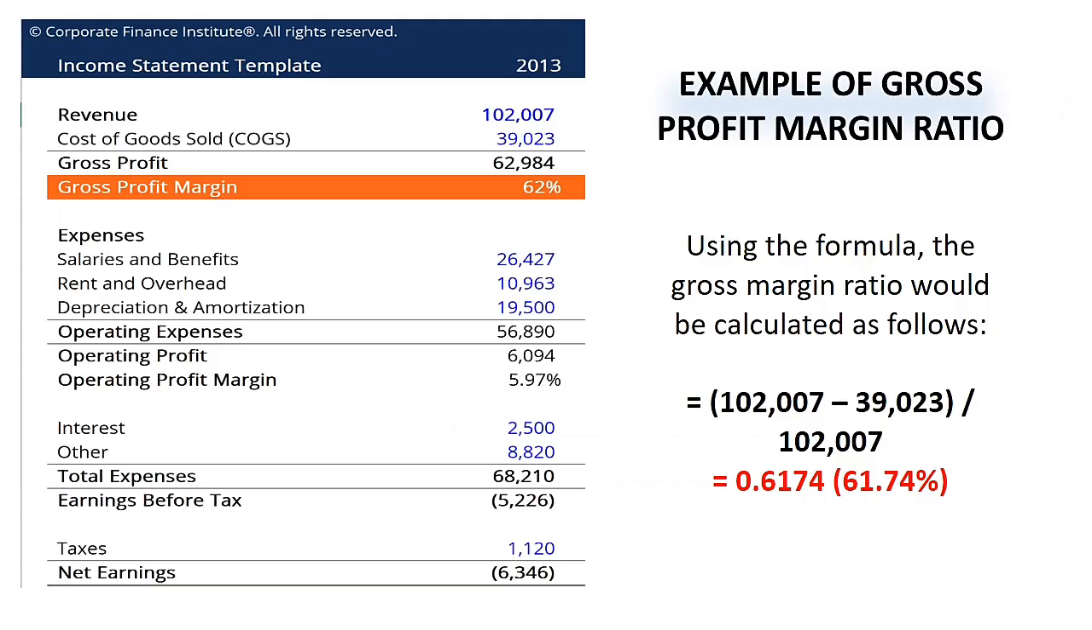In our given example, the gross profit margin of the company is 61.74% or 62% rounded off. So this means that for every dollar generated, $0.38 would go into the cost of goods sold, while the remaining $0.61 could be used to pay back the expenses, taxes, and different expenses of the company.